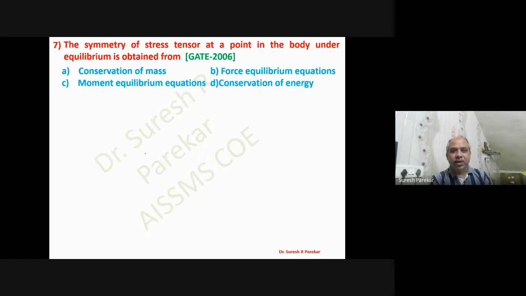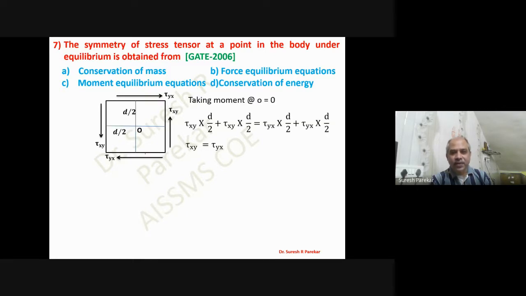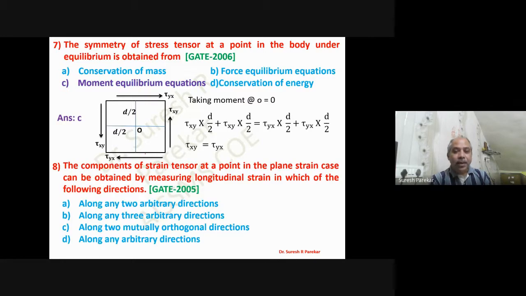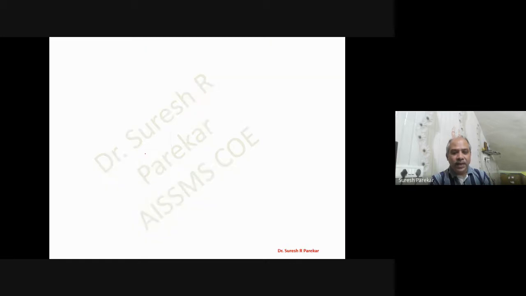Then, the symmetry of the stress tensor at a point in a body under equilibrium is obtained from only the moment equilibrium equation. If you take moment about it, you will get tau xy equal to tau yx. So the answer is C. The components of the strain tensor at a point in the plane strain case can be obtained by measuring longitudinal strain in which direction? Along any 3 arbitrary directions. It is not essential that we should have x, y, z. Any 3 arbitrary directions.